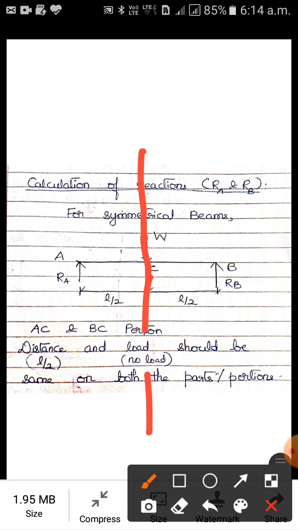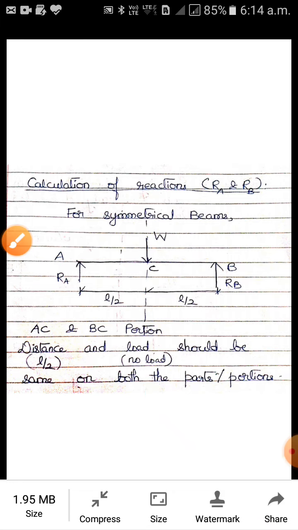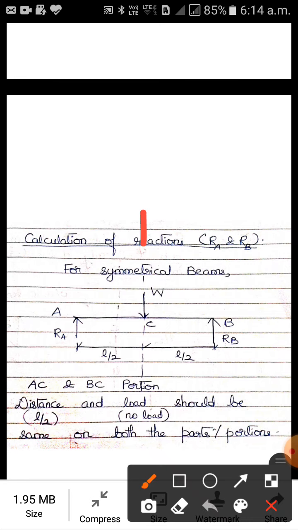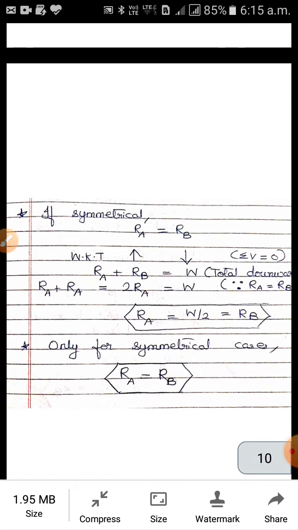Now, you have to check the symmetry. See portion AC. What is the length, the distance? L by 2. What is the load? No load. Now see the portion BC. What is the distance? L by 2, no load. So C is the center. One half is AC, the other half is BC. Both the portions, the distance is L by 2 and no load. Such is the case, then it is symmetrical. For symmetrical case, RA equal to RB. Okay, only for symmetrical. I hope you understand.